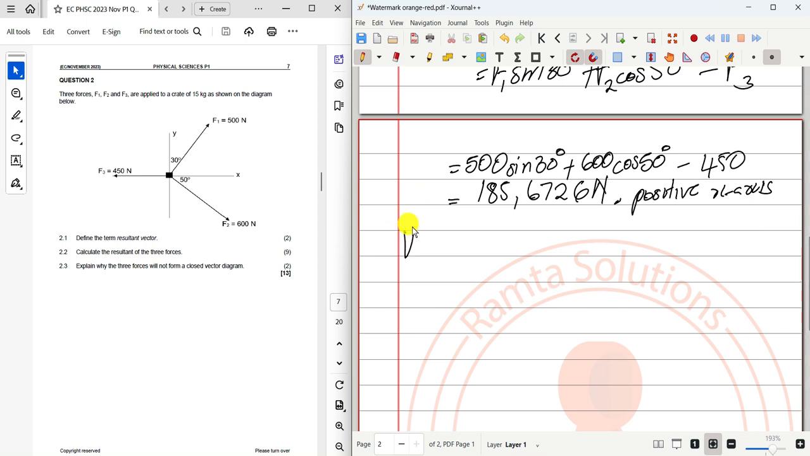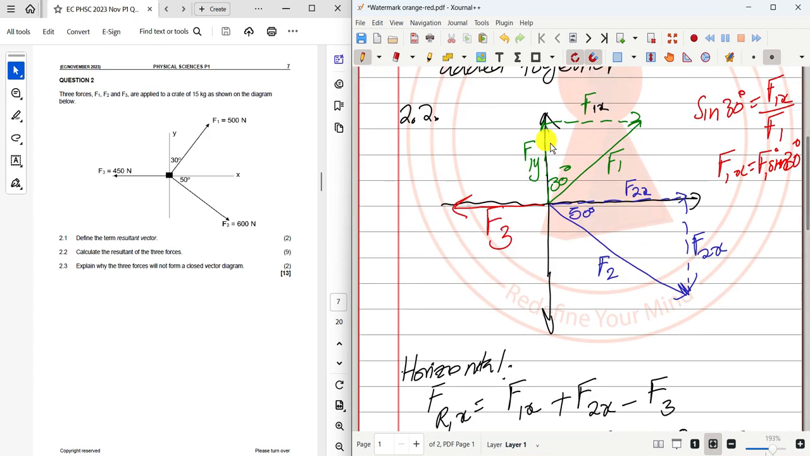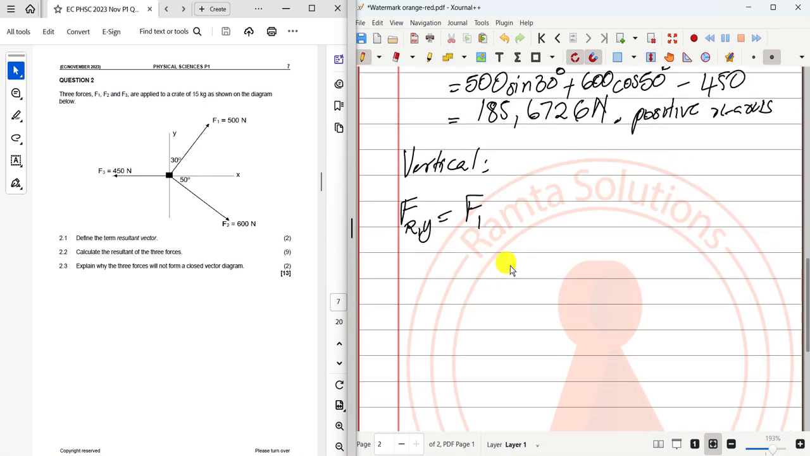Then let's look at the vertical. Let's look at the vertical. So for the vertical, I'm going to say F sub R comma y is going to be F1. As you can see, F1y is going up and F2y is going down. F2y is going down, isn't it? Can you see that? It's going down. So hence it is F1y minus F2y.